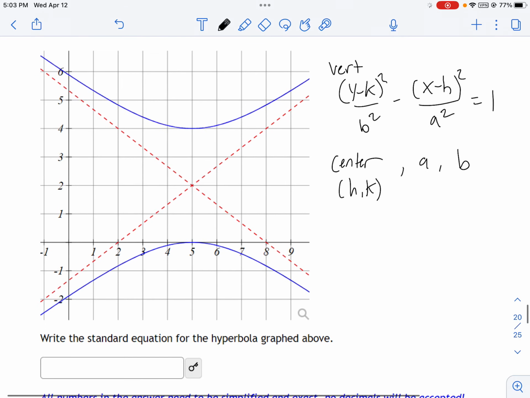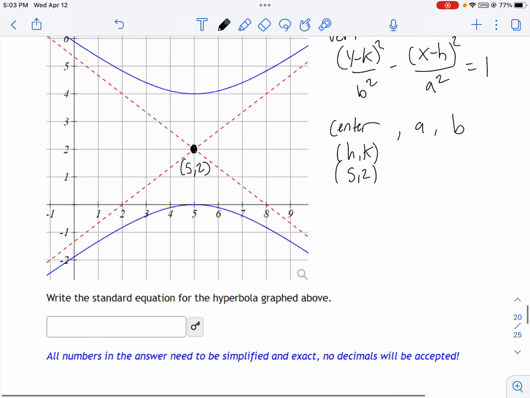The center we can see because that's going to be the intersection of the oblique asymptotes, which is that point right there, meaning that your center is at 5, 2. So that means that your h value is 5 and your k is 2. So right then and there we know that our final equation will have y minus k, which we just said was 2, squared over whatever our b squared is, minus x minus h, which we just said was 5, squared over whatever we find our a squared to be, and then equals 1.